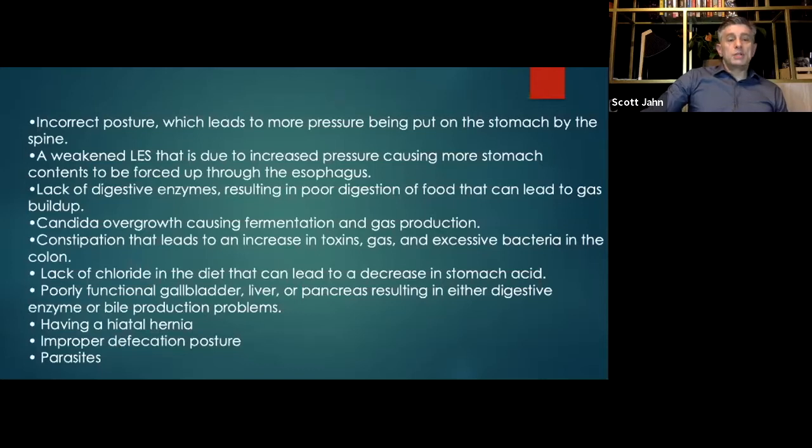Then you can have a poorly functioning gallbladder, and we're going to talk about that later on in the lecture. Liver and pancreas can all cause a problem with GERD. And then three other things, I'm sorry, are a hiatal hernia, improper defecating posture, not sitting properly when you're going to the bathroom, and then parasites.